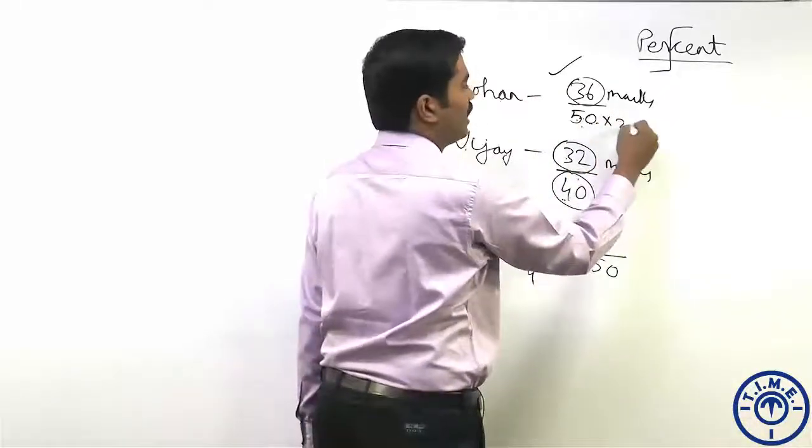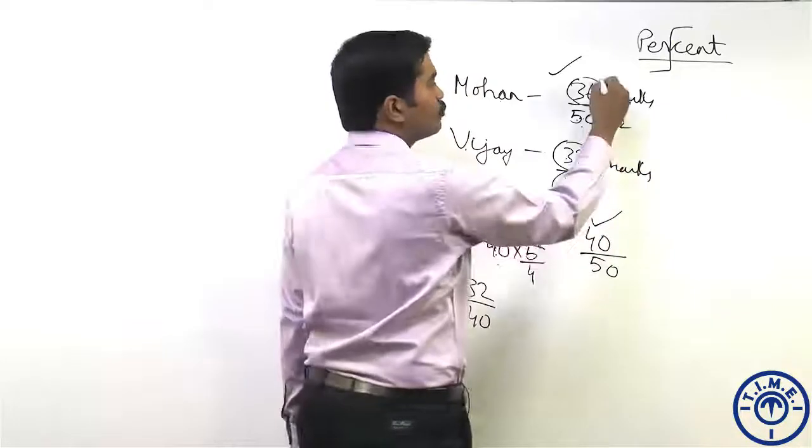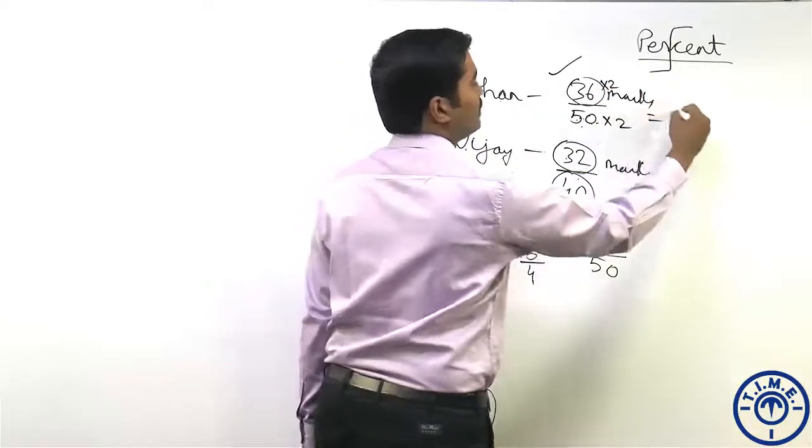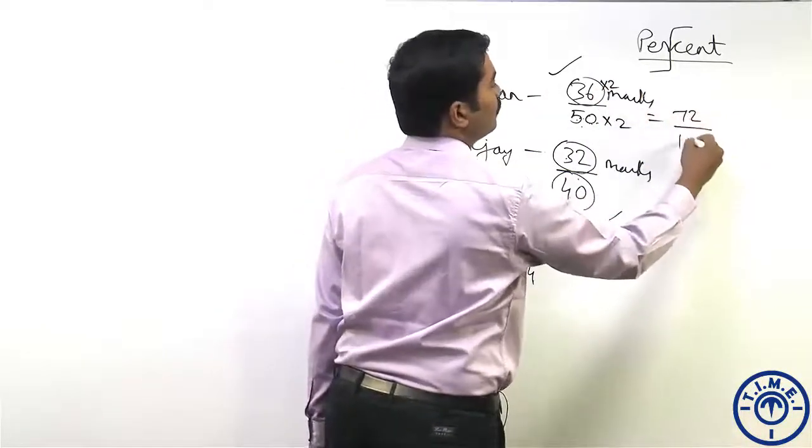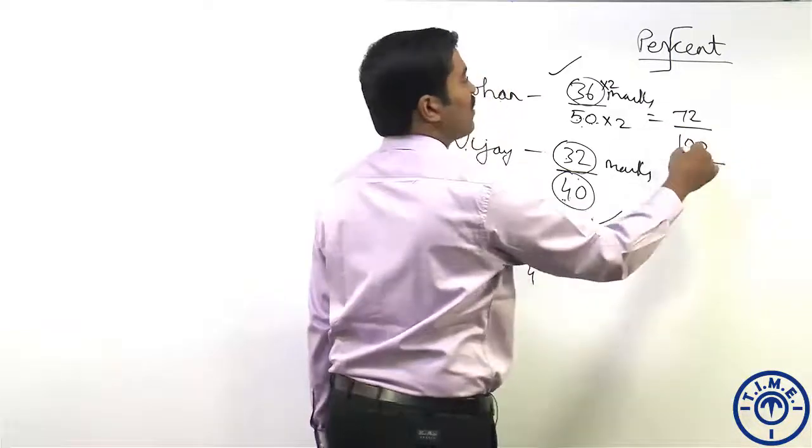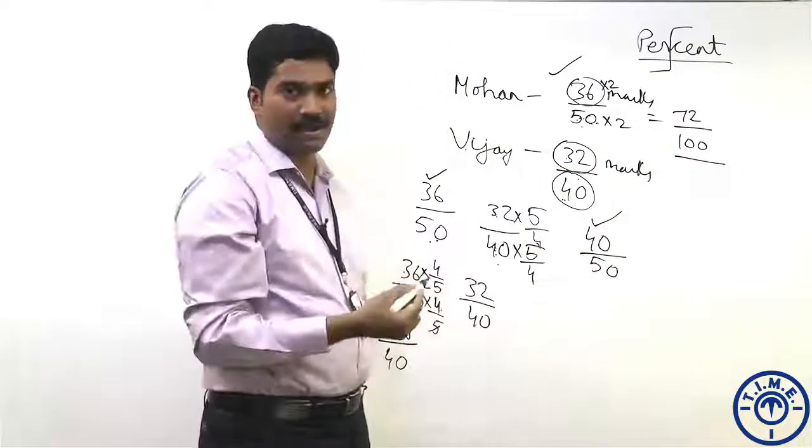100 is easy to get. 50 into 2 becomes 100. So his marks would also have doubled. That would be 72 out of 100. So we call this 72 for 100 or 72%.